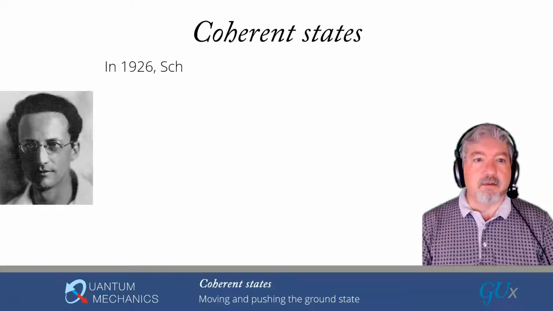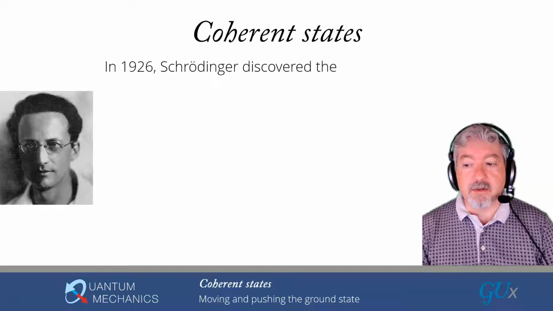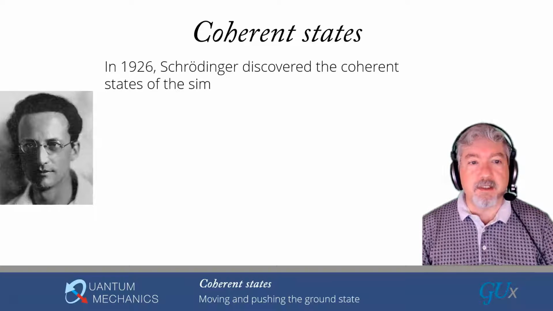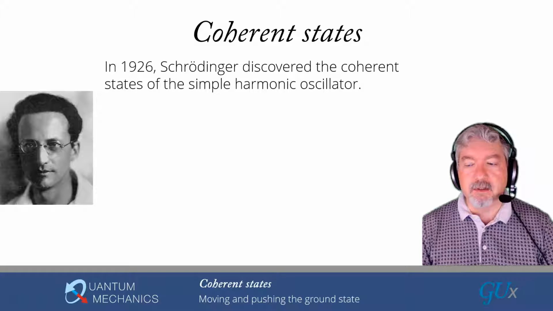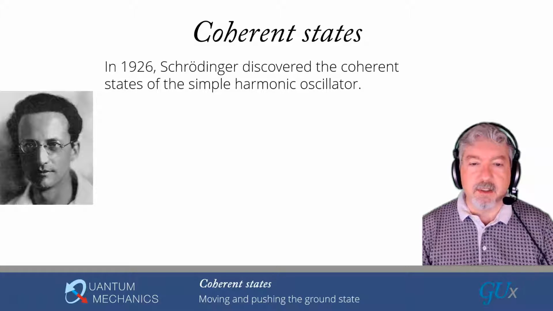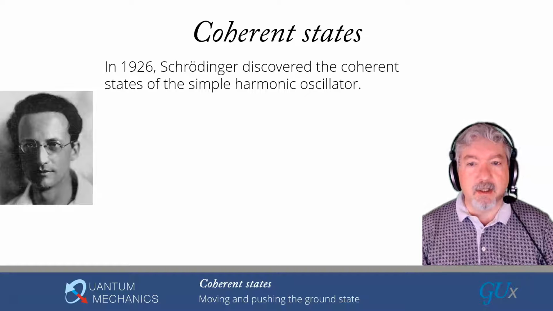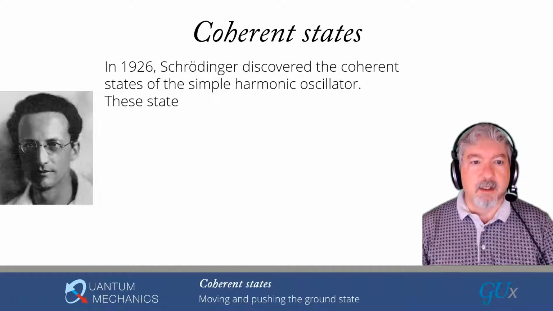The idea about coherent states actually starts with Schrödinger in 1926. Schrödinger was the first person to discover the coherent states, and he looked at them when he was interested in looking at the classical limit of the quantum solutions to the simple harmonic oscillator.